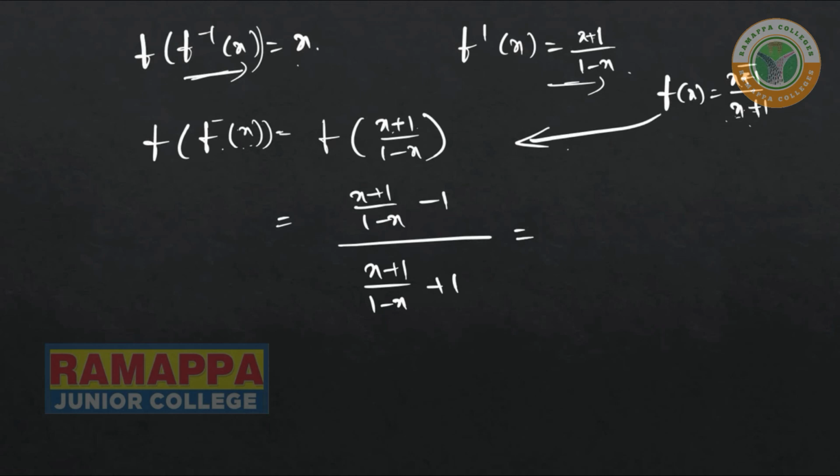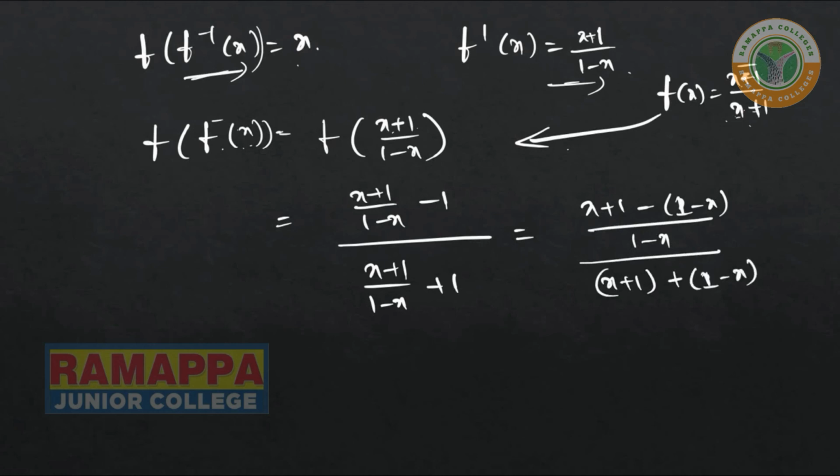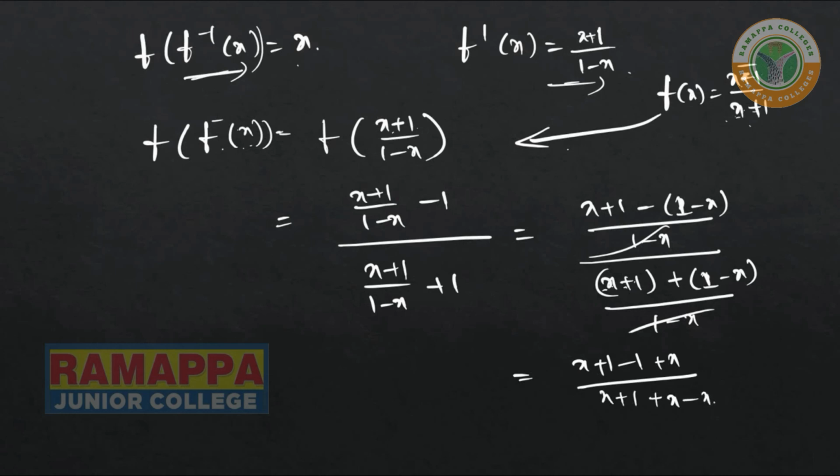Now it will become (x + 1) - (1 - x) divided by 1 - x, and divided by (x + 1) + (1 - x). The 1 - x in both denominators will get cancelled, and we get (x + 1 - 1 + x) divided by (x + 1 + 1 - x). So minus x and plus x cancel, minus 1 and plus 1 cancel, and 2x divided by 2 remains, and the 2s cancel, so x remains.